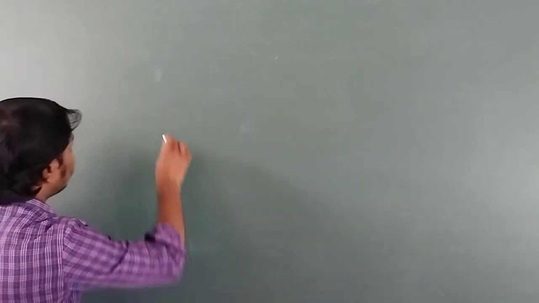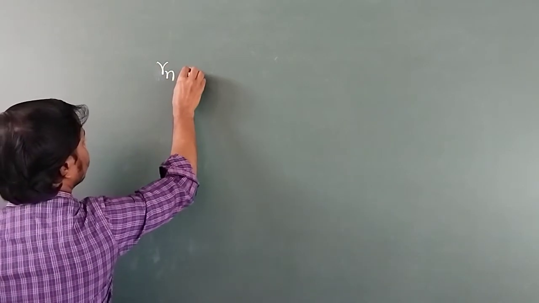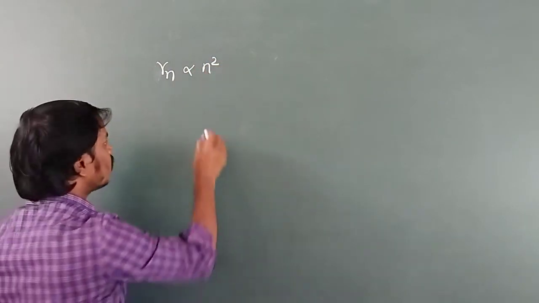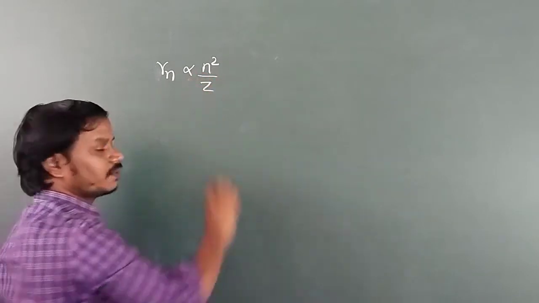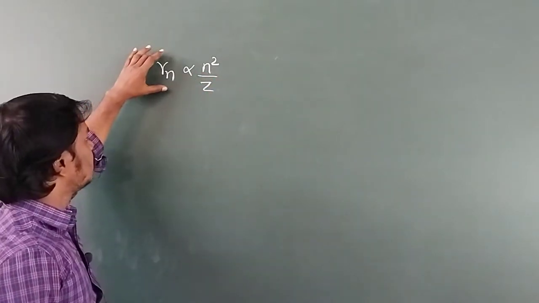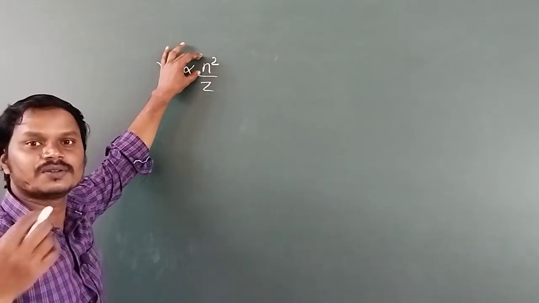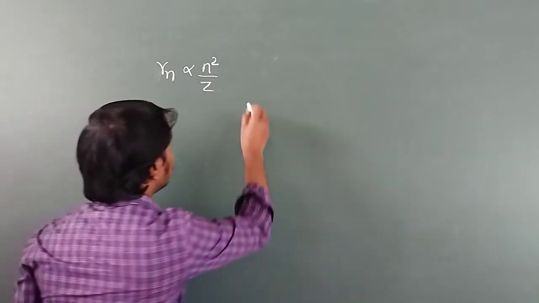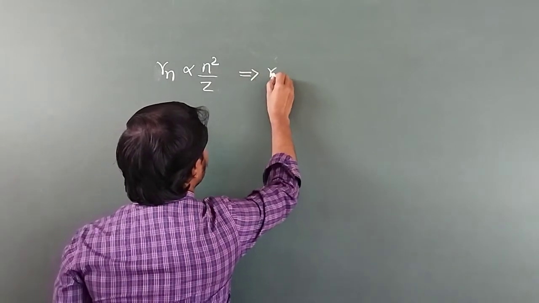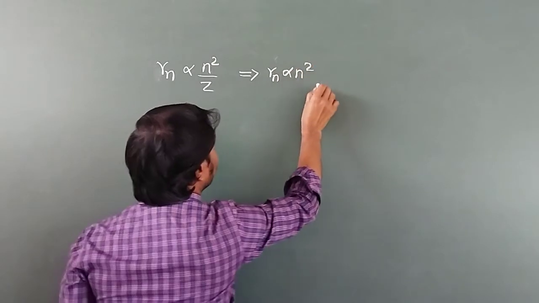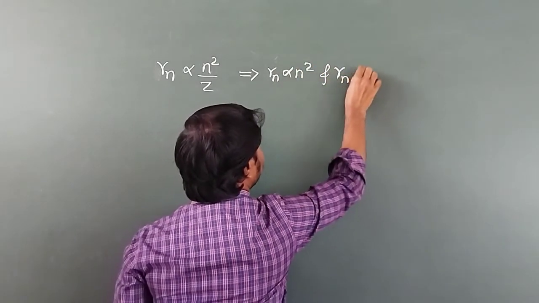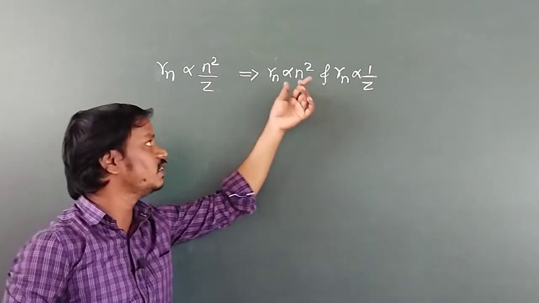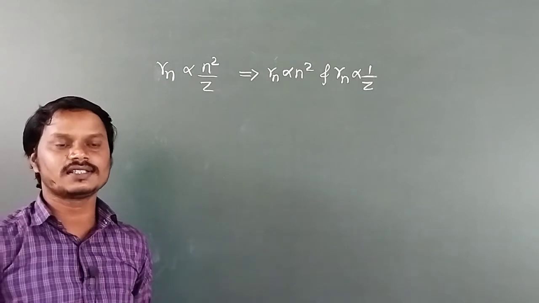Now the radius of the nth orbit is directly proportional to the square of principal quantum number and inversely proportional to atomic number. See here, Rn is directly proportional to n square and Rn is inversely proportional to Z. So where Z is atomic number and n is principal quantum number, otherwise you can say it is an orbital number.